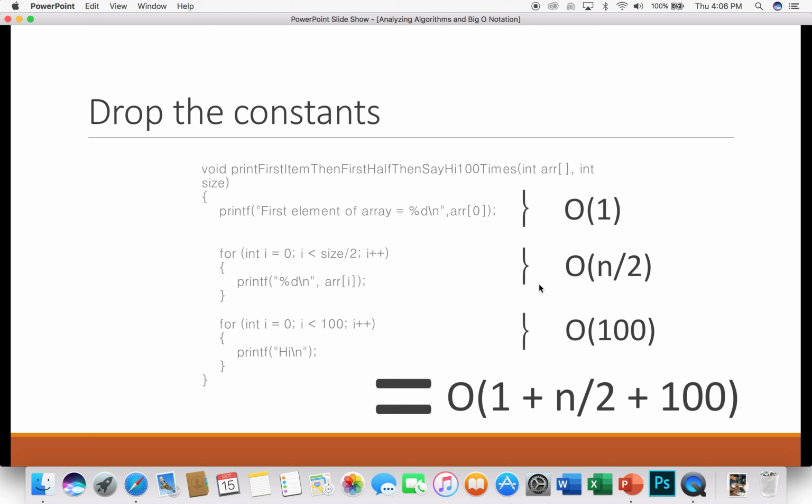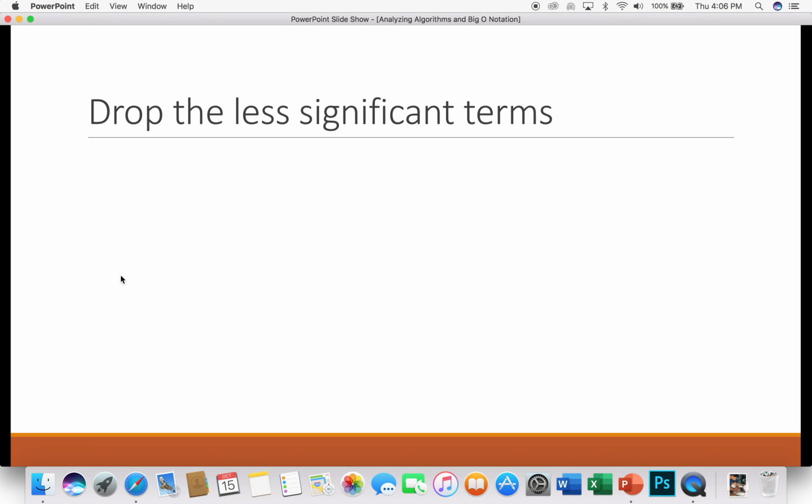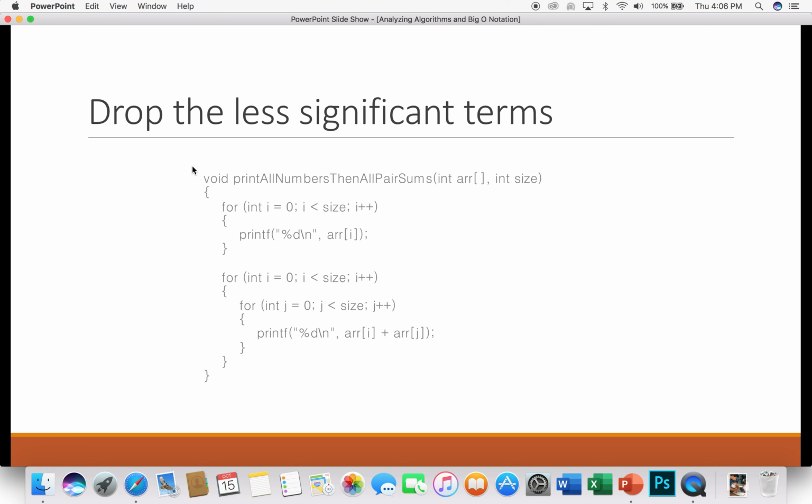But since in big O, we drop the constant, tatanggalin mo lahat yung 1 to 100. This is only equivalent to O of n. Okay? And another one is drop the less significant terms. Ano ibig sabihin nun? Sa ating example, we print all numbers, then all pairs sum.